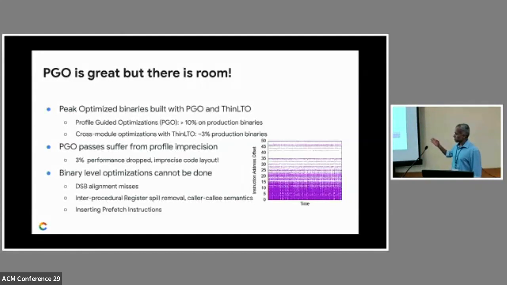The heat map on the right shows poor code layout, where the y-axis is the instruction address offsets and the x-axis is time. We can see that the accesses are all over the instruction address space. Also, profile-guided optimizers cannot do a certain class of optimizations at the binary level. For example, code alignment to do better DSB utilization, and interprocedural register spill removal using caller-callee semantics. These things are hard to do with profile-guided optimizers.